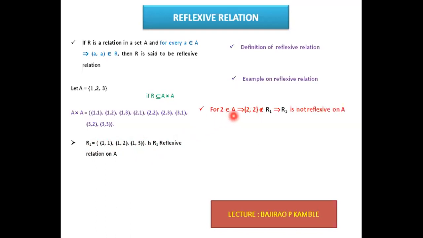For 2 belongs to A, the element 2 belongs to A, the ordered pair (2, 2) does not belong to R1. That we call as what? R1 is not a reflexive relation on set A. So let us consider one more example on reflexive relation, which is easy to understand the definition of reflexive relation.